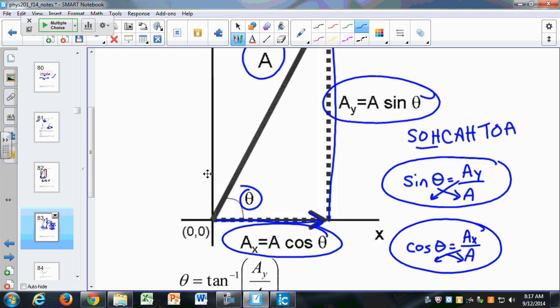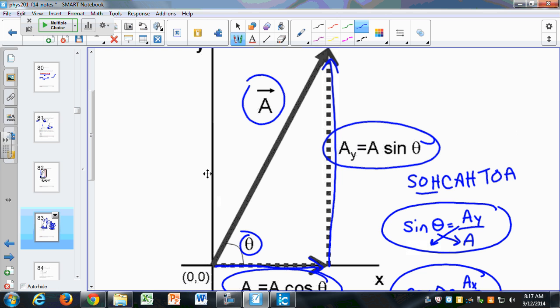Now, if we change where we measure the angle from, say I'm measuring my angle up here instead, say I call this the angle phi, then it changes how we calculate our y component and our x component. Our y component would be A times what? In terms of the angle phi, what would it be? Right, the cosine phi.